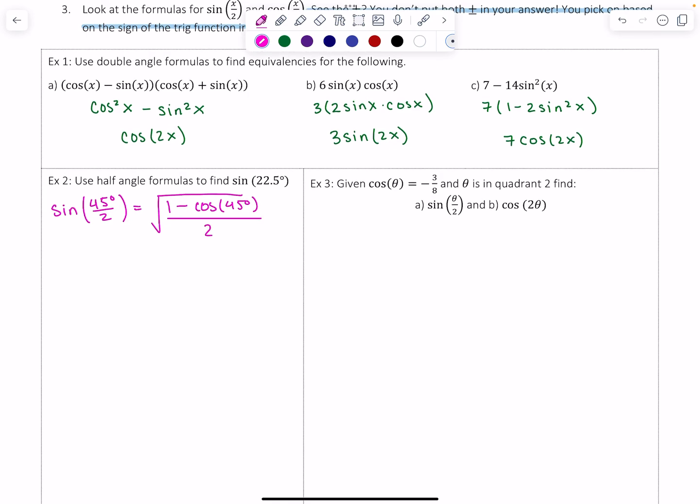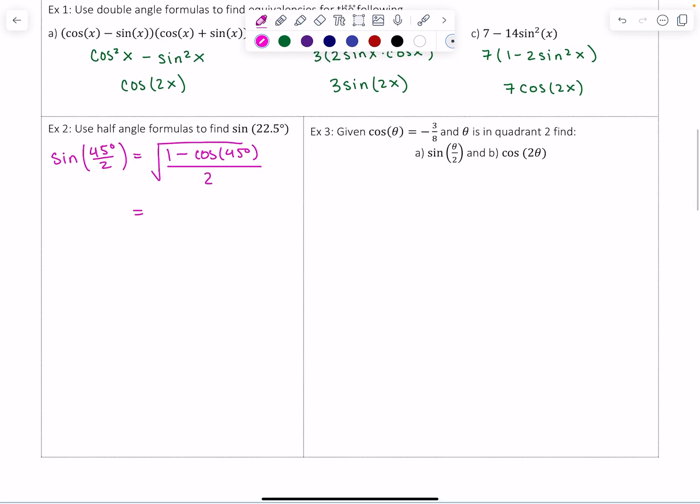And just like our ones before, we just at this point kind of need to be careful of the numbers that we're manipulating here. So we now have the square root of 1 minus square root 2 over 2 all over 2. I'm going to make that 1 a common denominator of 2 over 2, so we now have 2 minus square root 2 all over 2 all over 2.